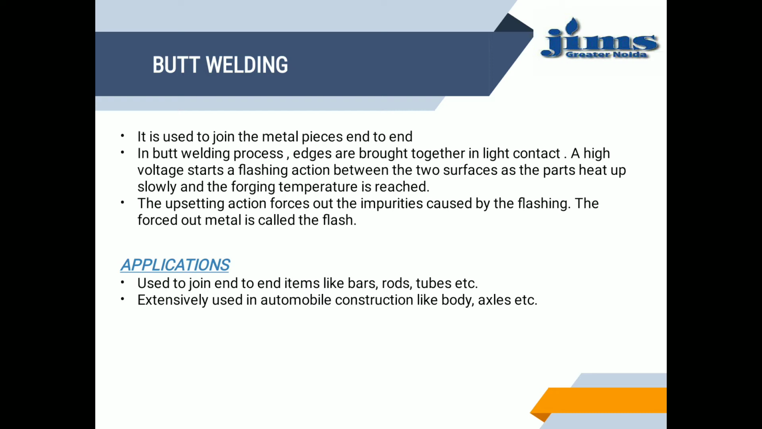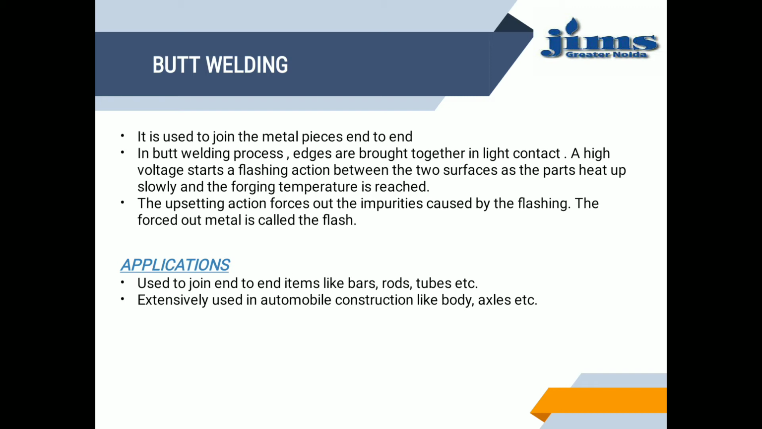In the butt welding process, edges are brought together in light contact. A high voltage starts a flashing action between the two surfaces, and as the parts heat up slowly and the forging temperature is reached, the upsetting action forces out the impurities caused by flashing, and the forced out metal is called flash, which is removed after the operation is done.